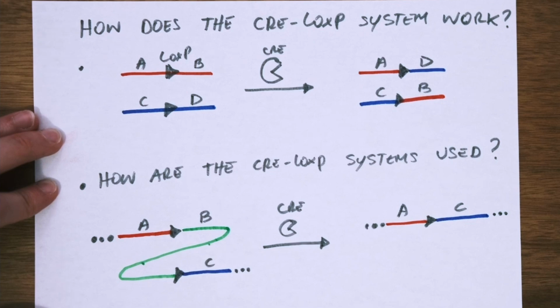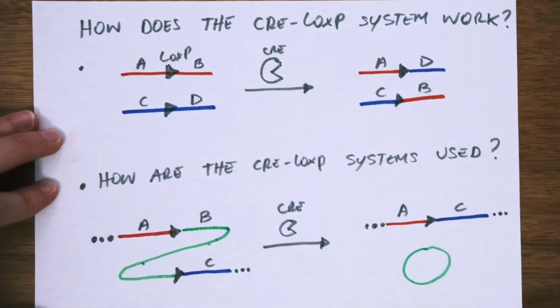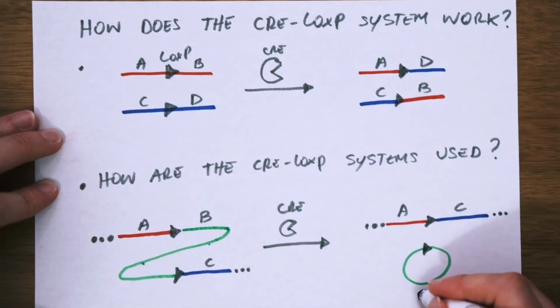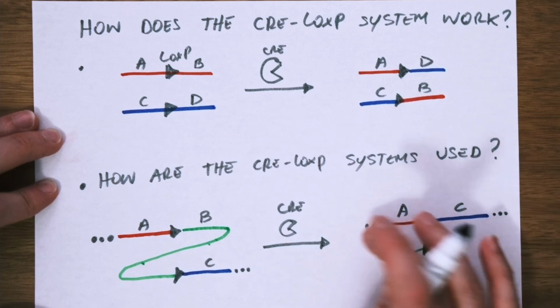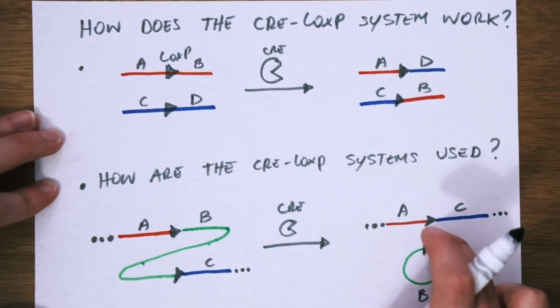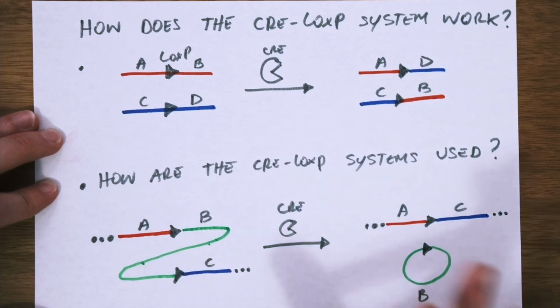And what will happen is whatever is in the middle is removed, and it's creating a circle that corresponds to section B. So eventually this will be lost when the cell divides, and we will have effectively a deletion of this section B in the genome. So this system can be used to delete specifically one region of the genome.